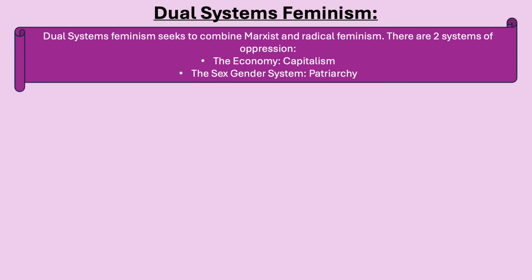So I know I said that there were 4 main ones, but this one's kind of more niche, like it doesn't really get mentioned in my teaching, I suppose. But it's still a different type of feminism, so we'll talk about it, and that is dual system feminism. So dual system feminism seeks to combine Marxist and radical feminist ideas. There are 2 systems of oppression, that being the economy, which is the capitalism aspect, and the sex-gender system, which is the patriarchy aspect.